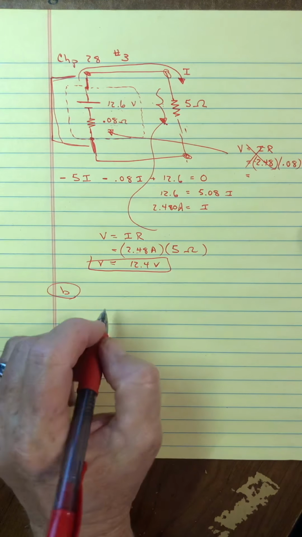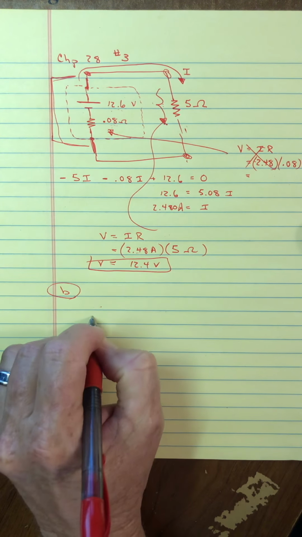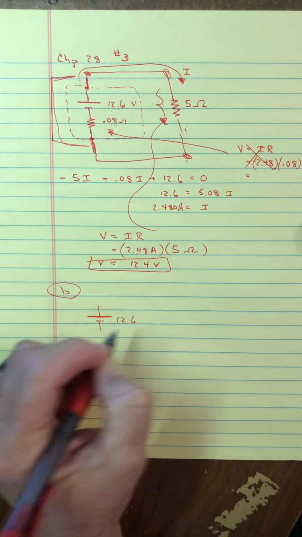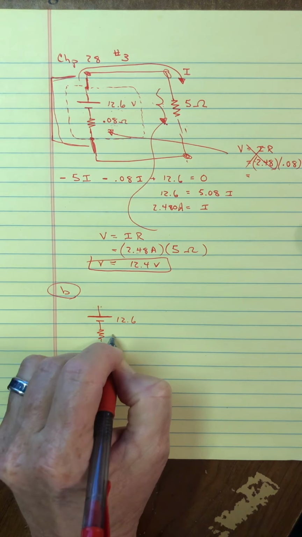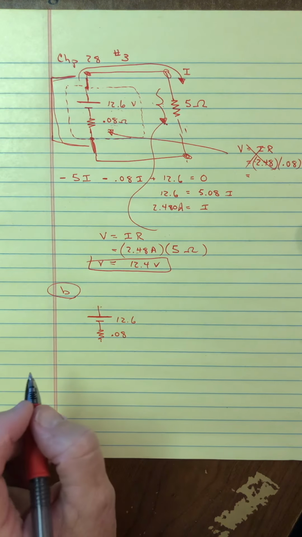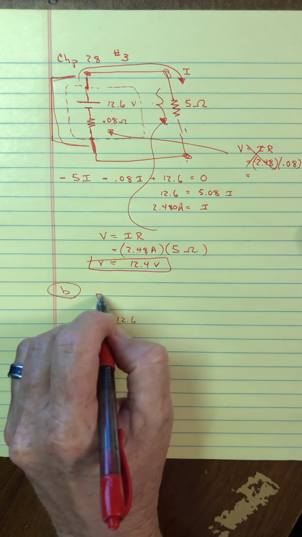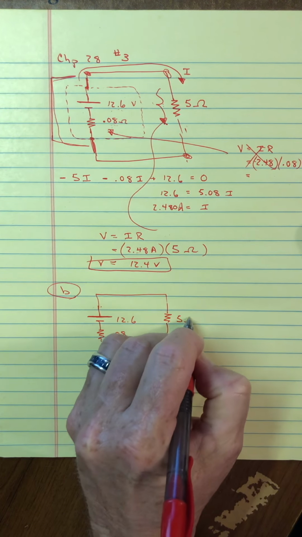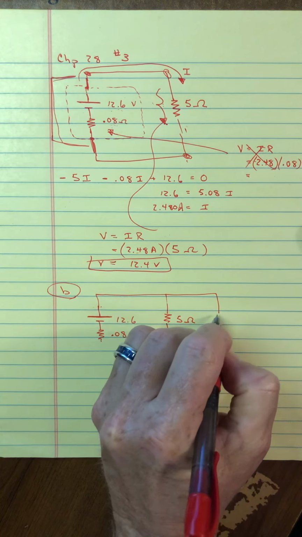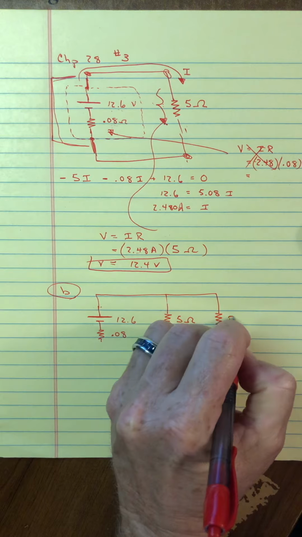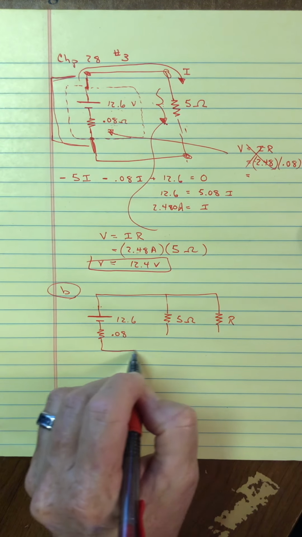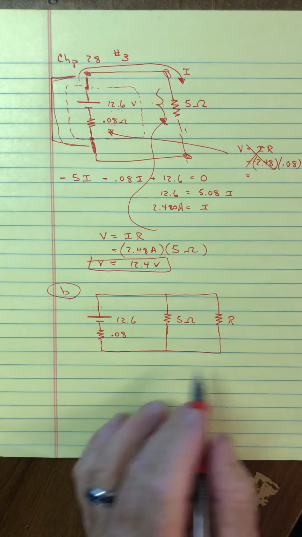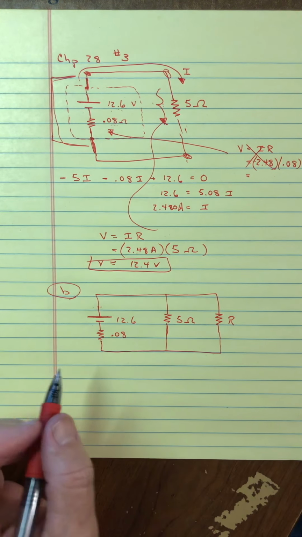Okay, so it would look something like this. Here's the battery again, 12.6 from the EMF. Here's a 0.08. The big thing to remember, though, is now not only are we running the headlights, but we're running a starter motor, which they don't tell us the resistance. So I'm just going to put R. And so we got two things in parallel running at the same time.